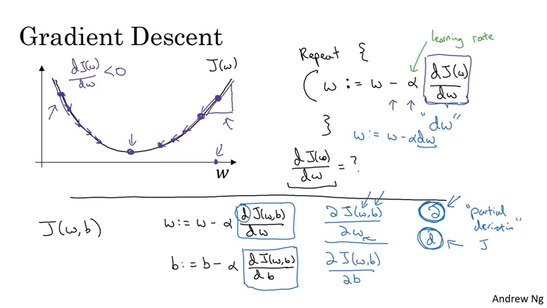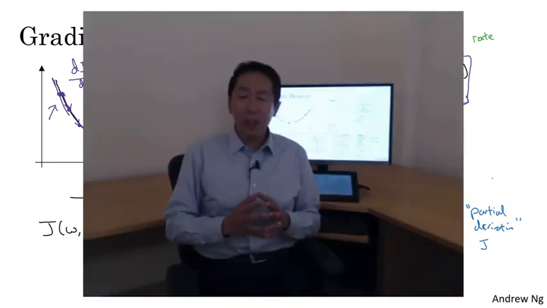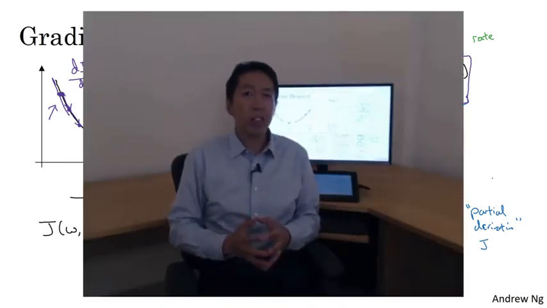Finally, when you implement this in code, we're going to use the convention that this quantity, really the amount by which you update w, will be denoted as the variable dw in your code. And this quantity, the amount by which you want to update b, will be denoted via the variable db in your code. Alright, so that's how you can implement gradient descent.